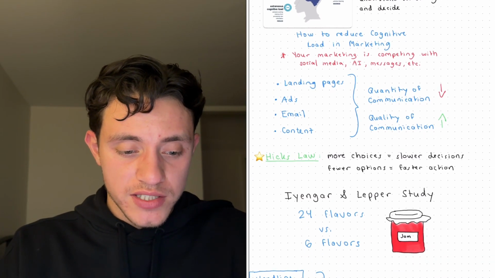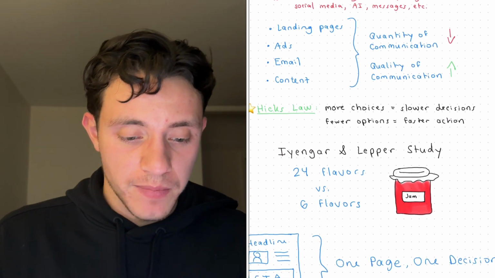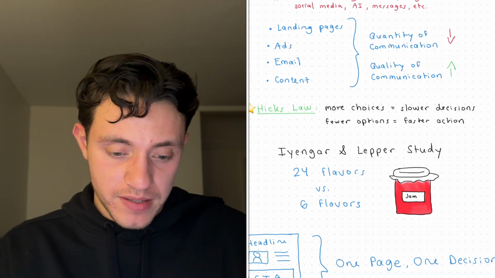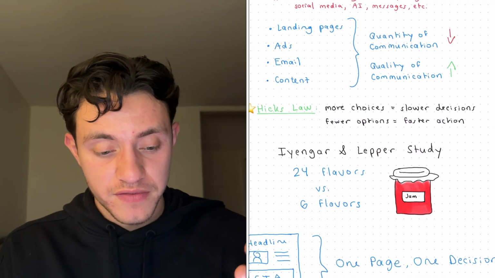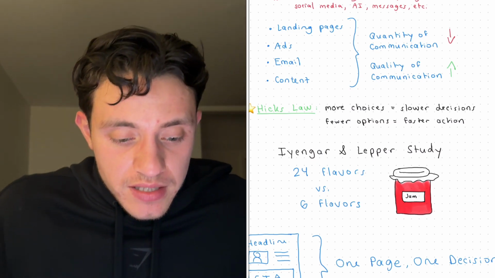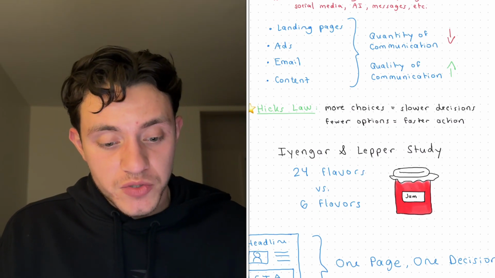So there's one law, it's called Hick's law. I'm not going to go into the whole scientific definition here, but essentially, the more choices people have, the slower the decision they make. The fewer options, the faster the action. And one other study to solidify this is the Iyengar and Lepper study. In that study, what they did is they sold flavors of jam. That was a company. They sold jam.